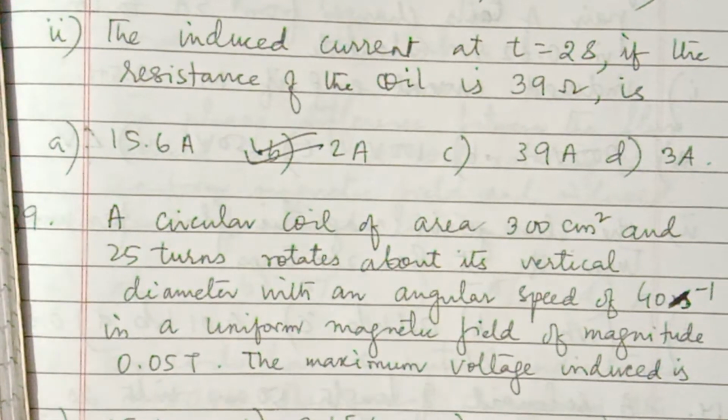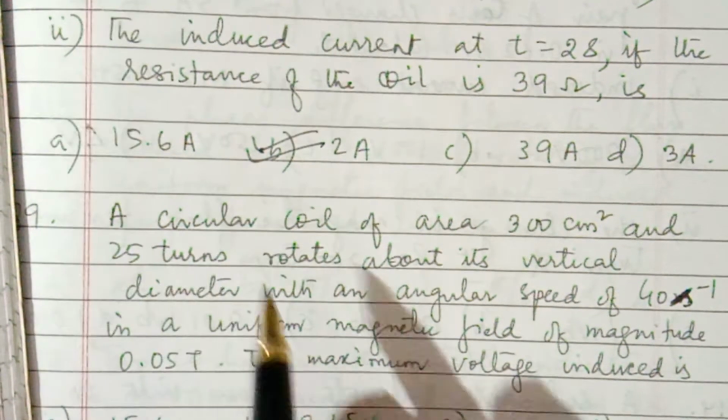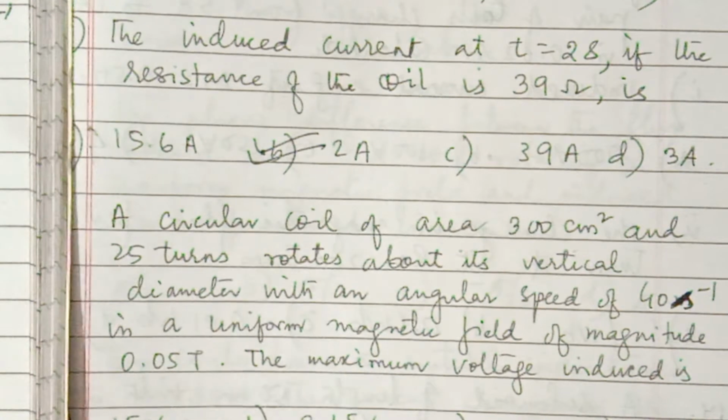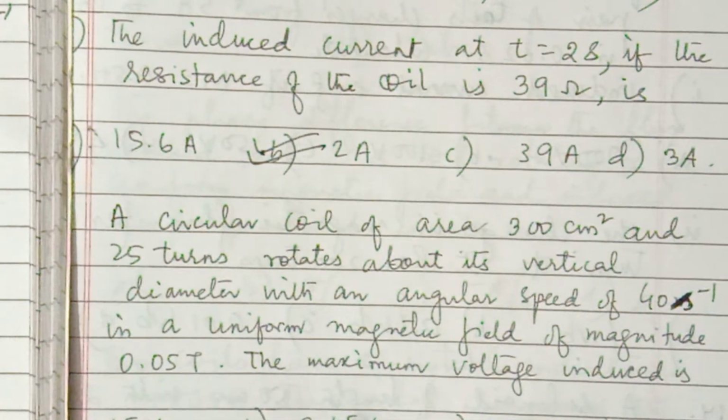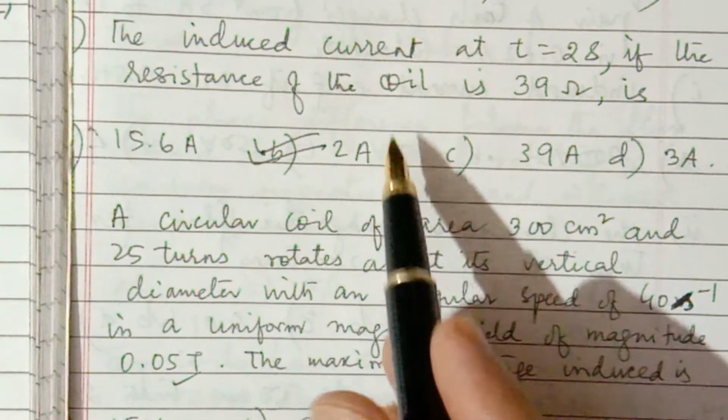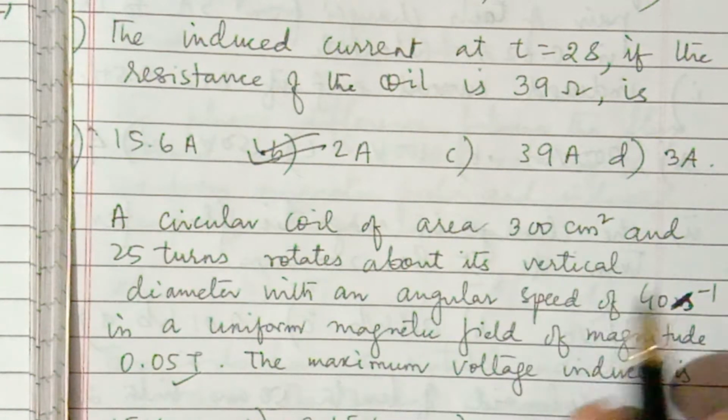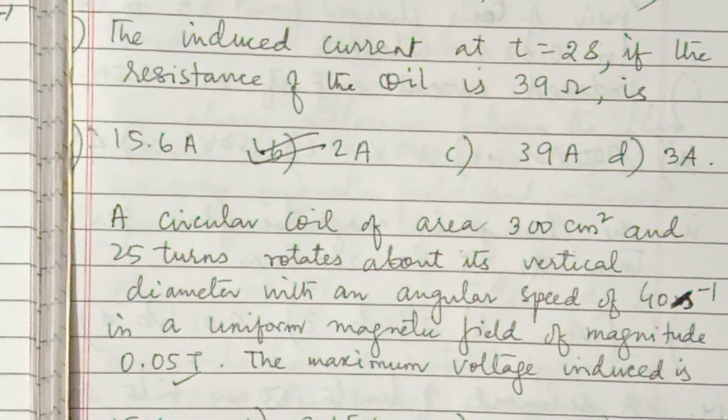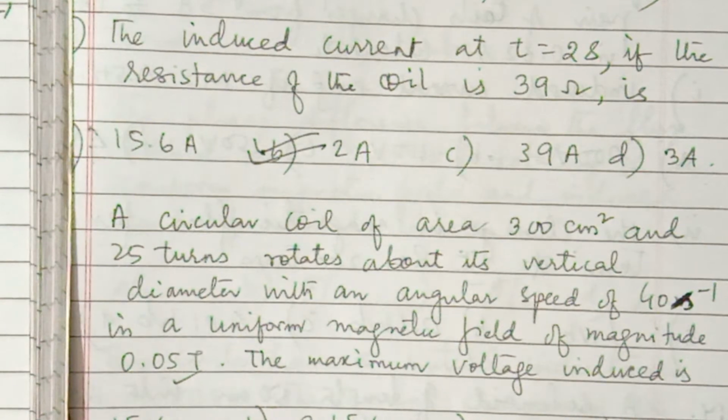You can see 25 turns. Then what is the magnetic field? 0.05 Tesla. Tesla is also an SI unit. Now the area is 300 centimeter square.